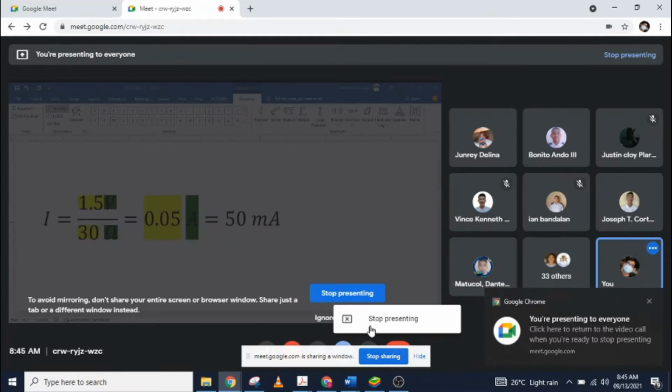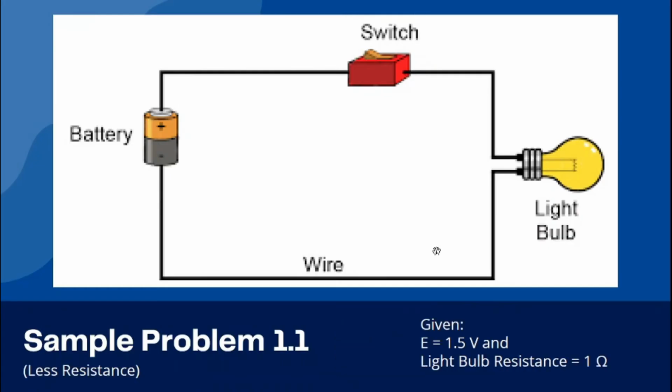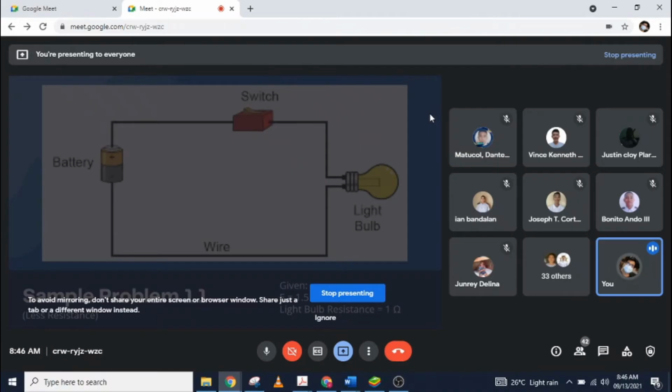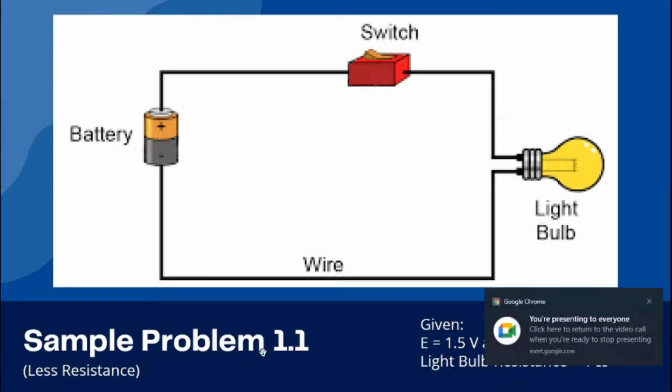Let's proceed. Okay, let's proceed. Sample problem 1.1. Now, same circuit, class. Again, we are trying to understand the concepts here of electricity. I'm sure some of you are already familiar with this, but for those who are not yet, we need to revisit this, class. It's important to our next topics.